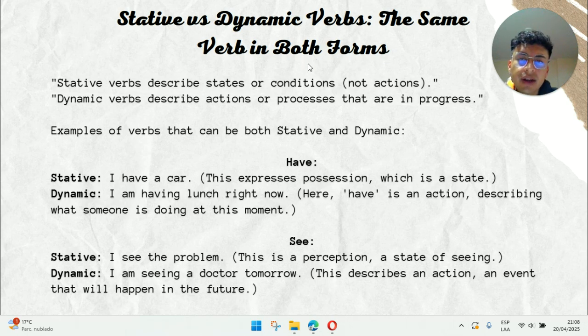Lastly, feel is another verb that changes depending on the context. I feel happy. Feel is a stative verb because it describes your emotional state. But in I am feeling sick, feel is dynamic because it describes a temporary condition that is happening at the moment.